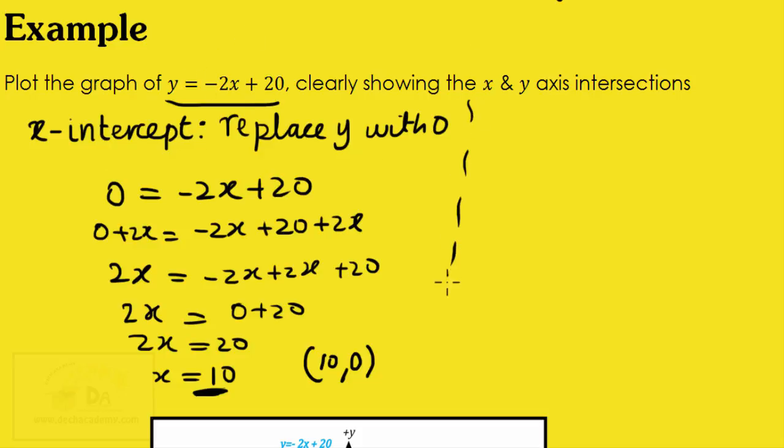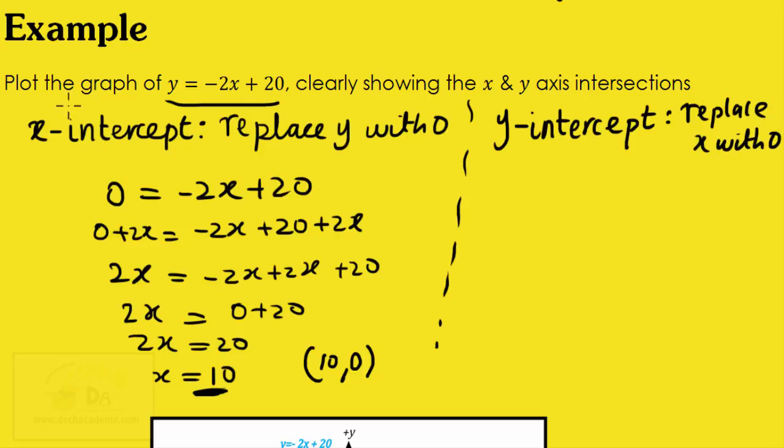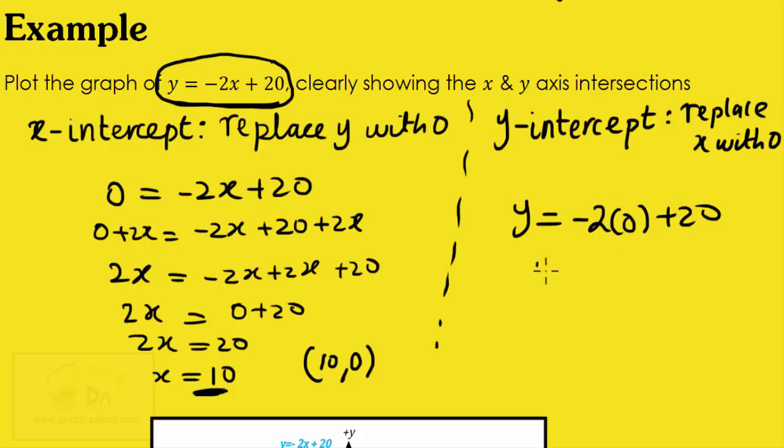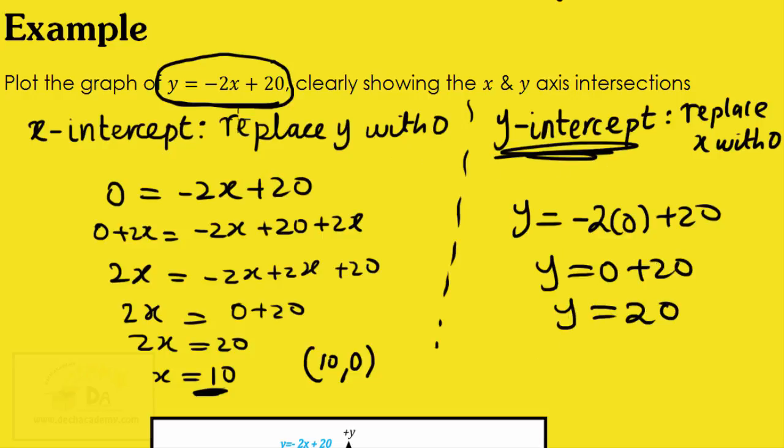Simple. For the y-intercept, one just needs to replace x with 0 in the equation. So for the x-intercept, replace y with 0. For the y-intercept, replace x with 0. Very easy to remember. So replacing x with 0 in the equation, this is our equation here, gives y equals minus 2 times 0 plus 20. Gives y equals 0 plus 20, gives y equals 20. Therefore, the y-intercept of this equation has coordinates x equals 0 and y equals 20.